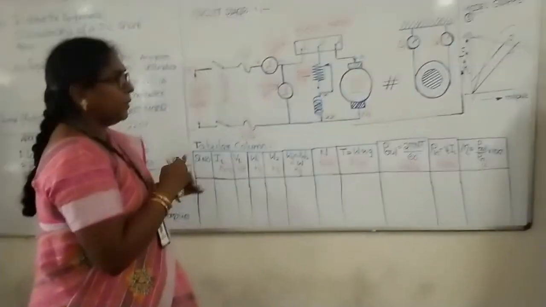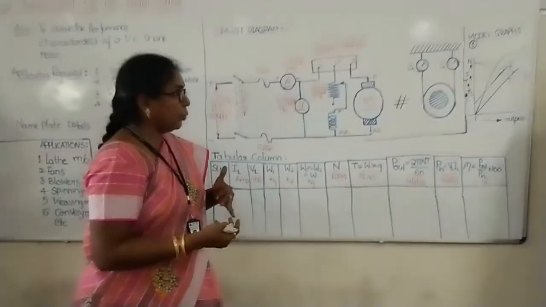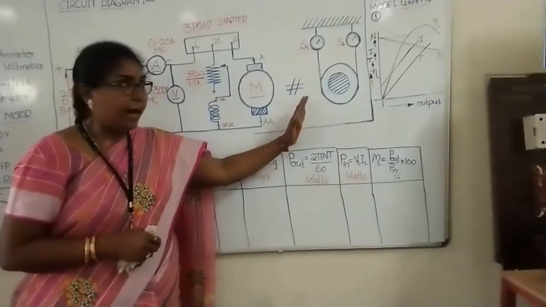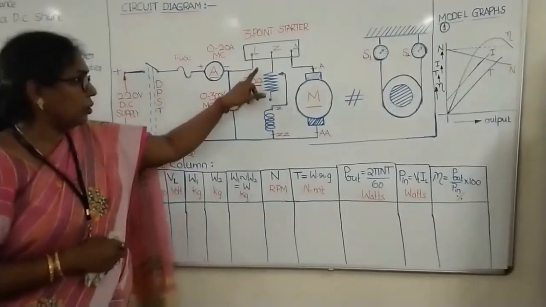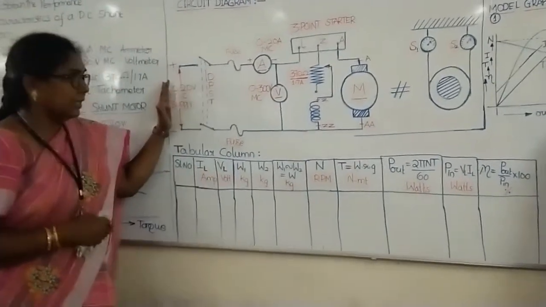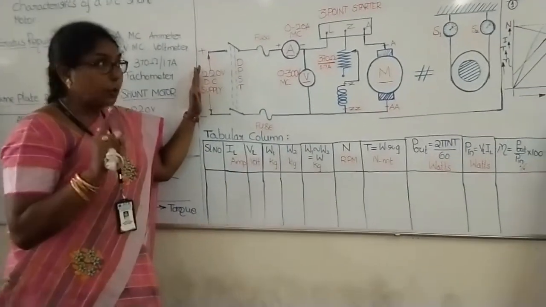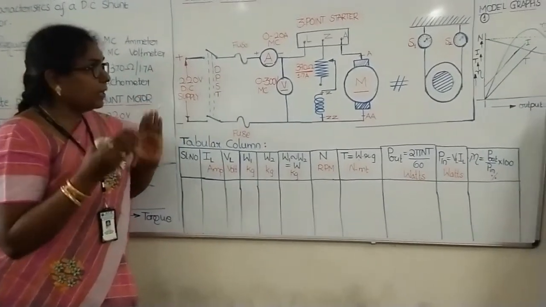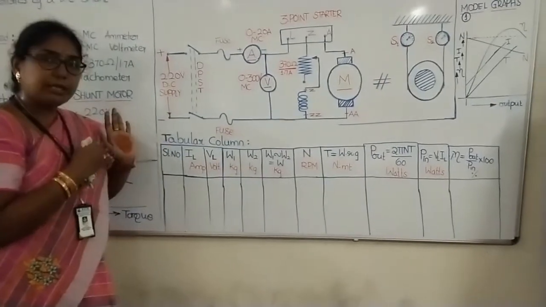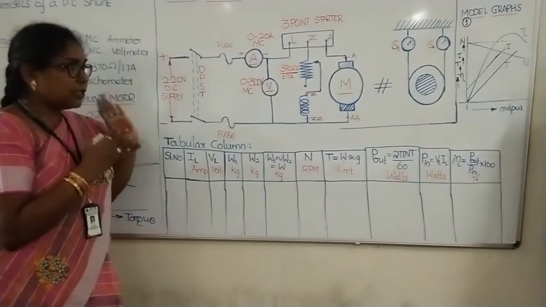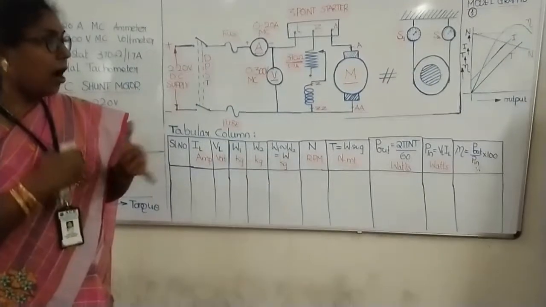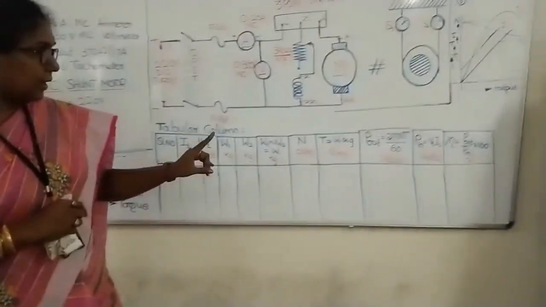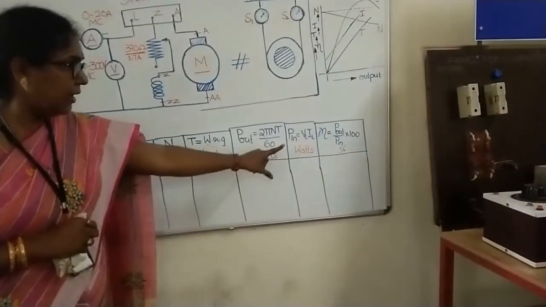After completion of our experiment, we have to bring the load on the brake drum to the minimum position, and then bring the rheostat to the minimum position. Then switch off the DC supply to the motor circuit. Don't touch the 3-point starter. The moment you switch off the DC supply, the 3-point starter will come automatically to its initial position. This is the procedure for conducting the experiment. After conducting the experiment, by making use of all these readings, we are going to calculate torque, P output, P input, and finally the efficiencies.